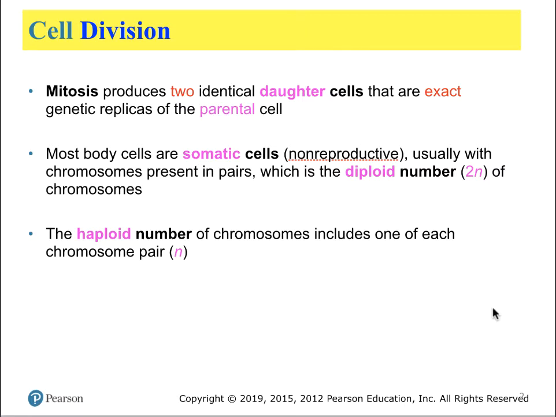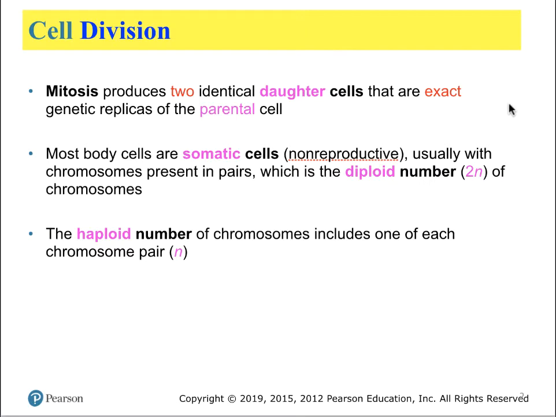Mitosis is considered a cloning type of cell division because the original mother cell, or the parent cell, is converted to two daughter cells that have exactly the same genetic material. The vast majority of cells in your body are only equipped to perform mitotic cell division. So those cells are known as somatic cells or non-reproductive cells.